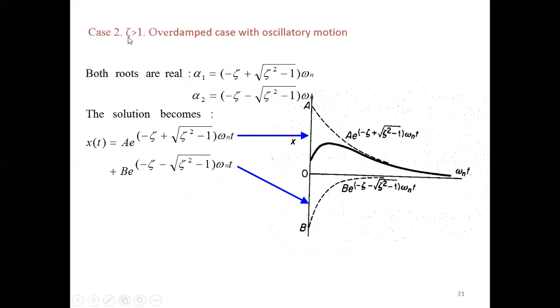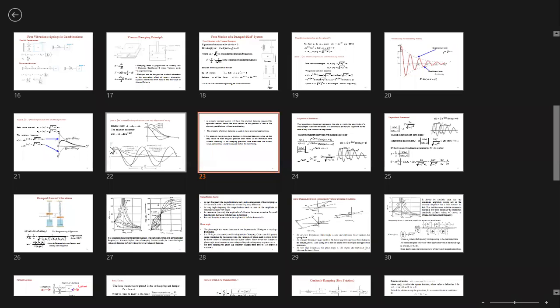If the value of zeta is greater than 1, then both roots are real. If both roots are real, then the condition is overdamped, and the value of x with respect to time is a e raised to minus zeta plus under root zeta square minus 1 times omega n t, plus b e raised to minus zeta minus under root zeta square minus 1 times omega n t.